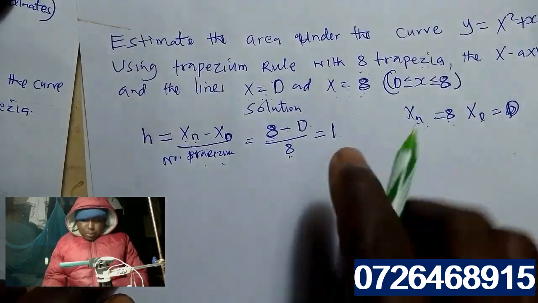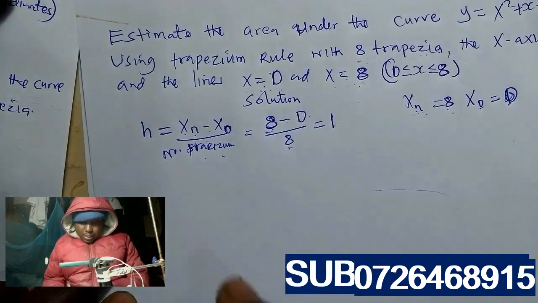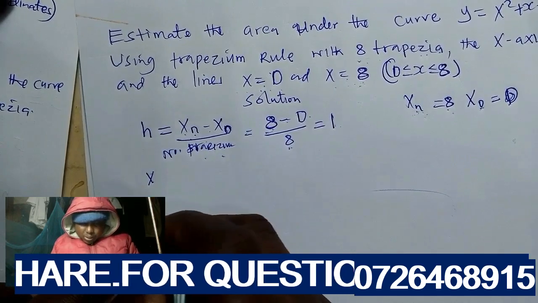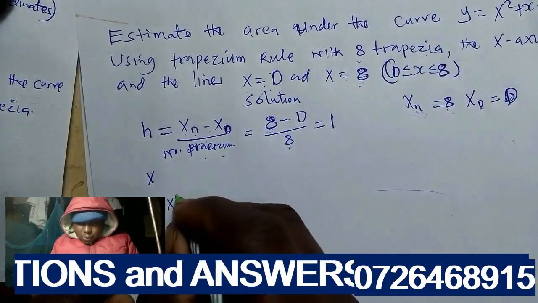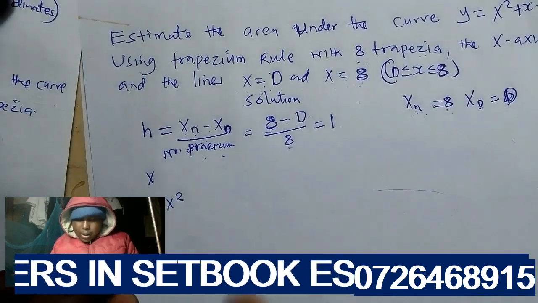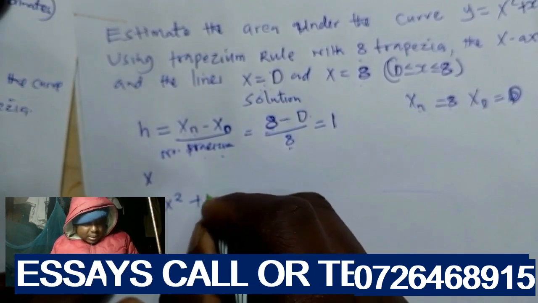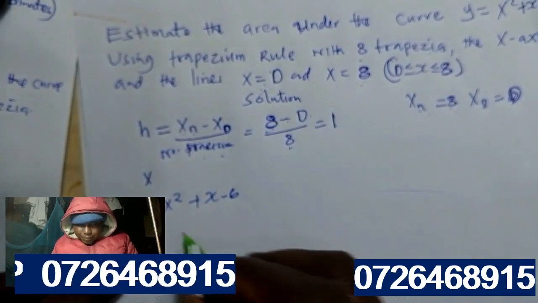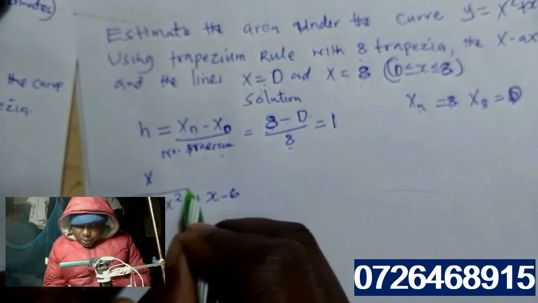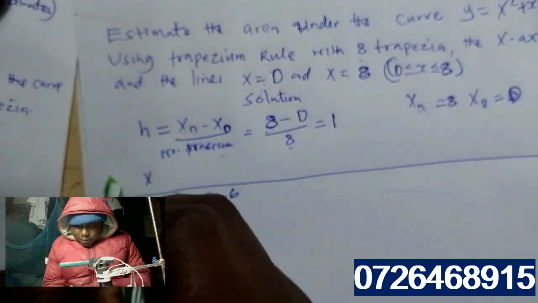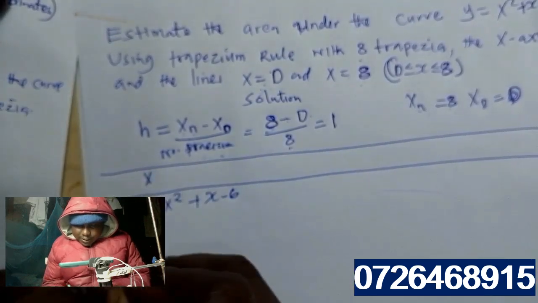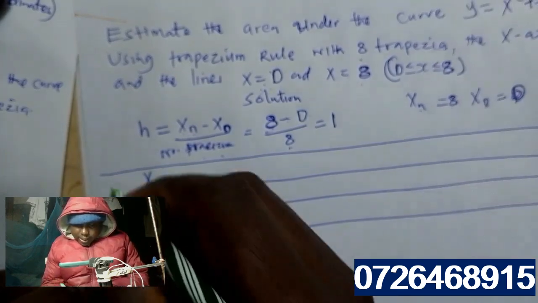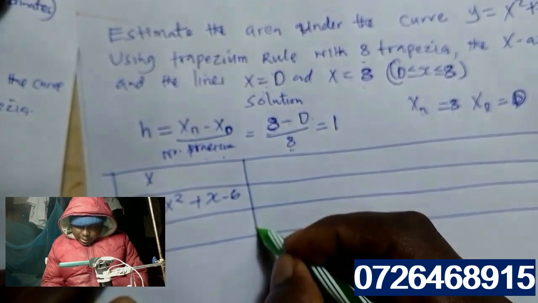Why is this important? It is important now when we are going to draw the table. So we draw now the table x and y. What is y? y is equal to x square plus x minus 6. So we draw the table of values of x, and we will get the values of y. So you draw the table like this.